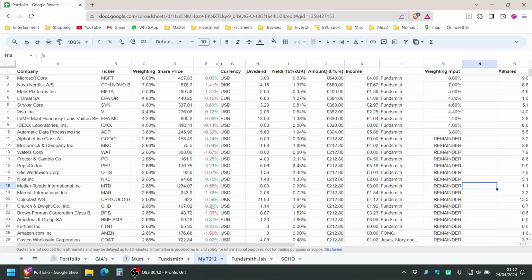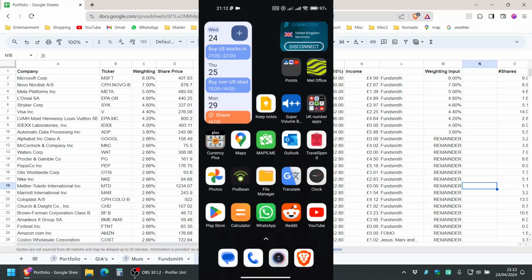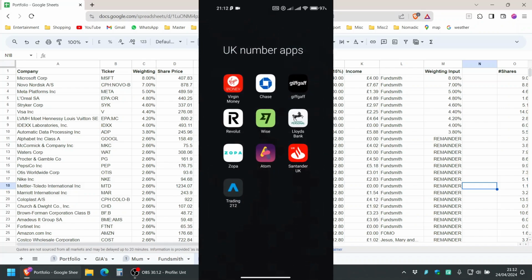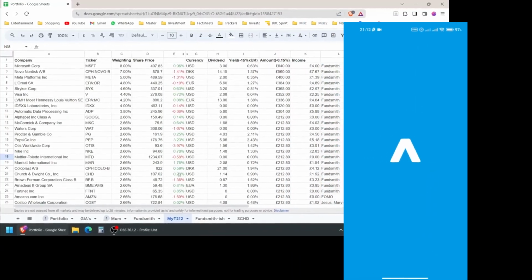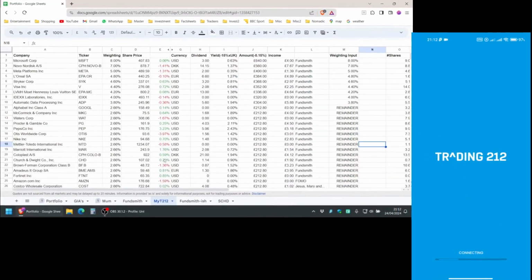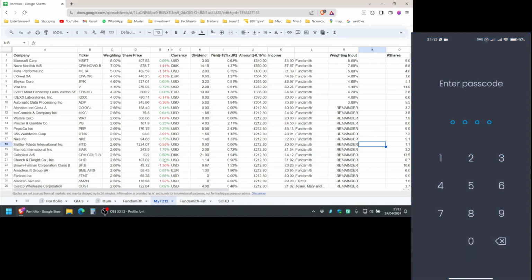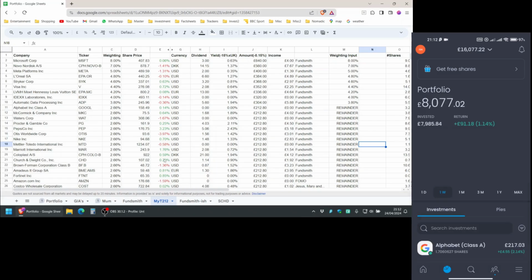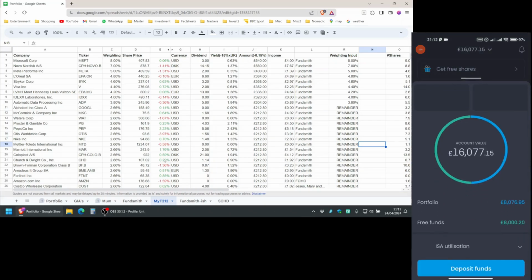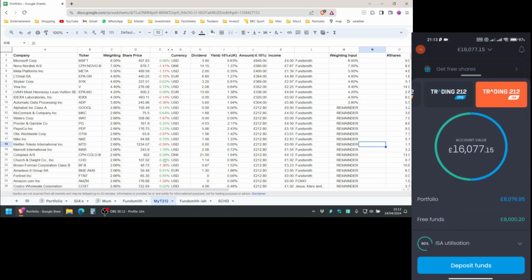Screen recorder, right? Let's get the screen recorder going then. Record. Video. Right, so into the app. I'll have to hide my login code that I've set up. Right, so there's the portfolio. As you can see there, I've added the 8 grand this morning. Free funds 8,000 plus a 20p interest that I got paid last time.